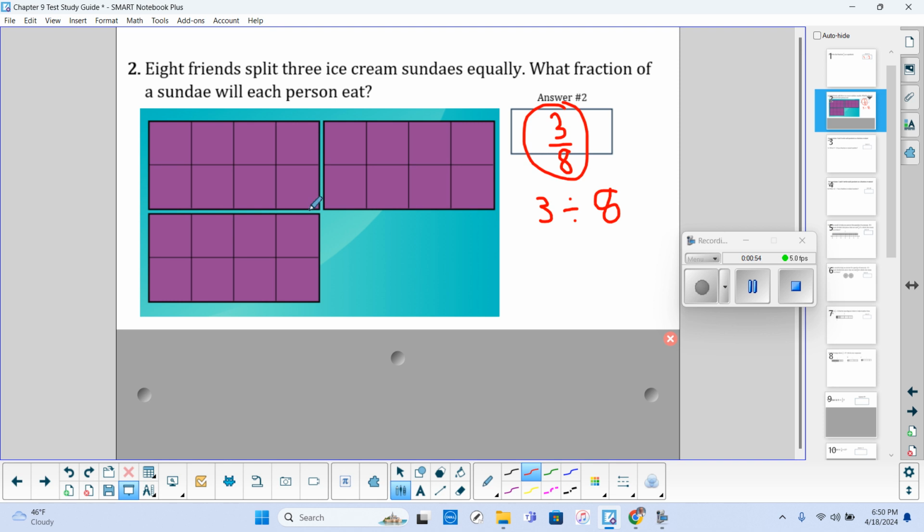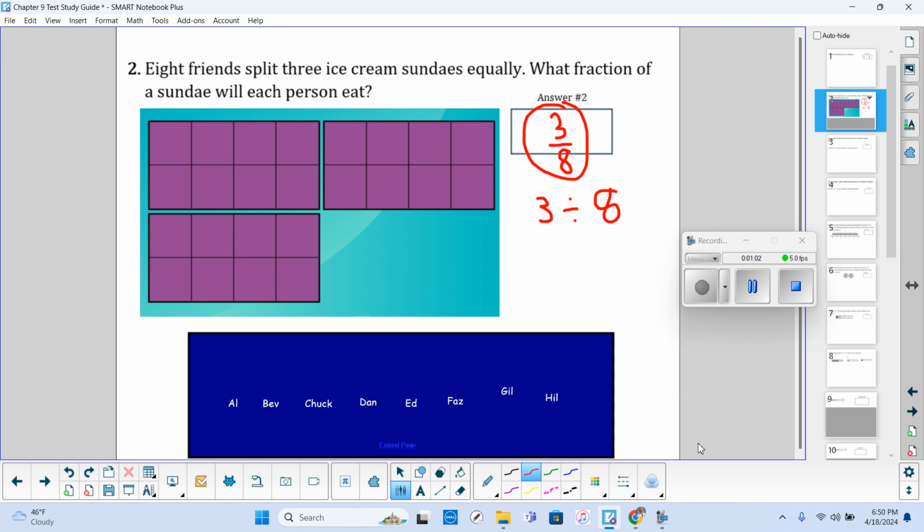So imagine each one of these rectangles is a sundae. I have 1, 2, 3 sundaes, and I'm going to split them amongst 8 friends whose names begin with A, B, C, D, E, F, G, and H. That's 1, 2, 3, 4, 5, 6, 7, 8 friends. And each of them is going to get 3/8 of one sundae. So we have Al, he's going to get 1, 2, 3/8 of a sundae.